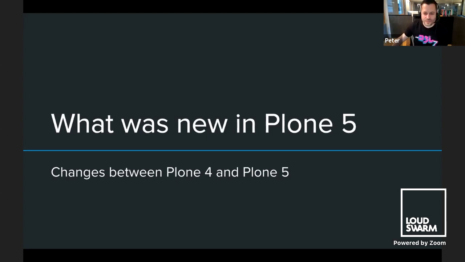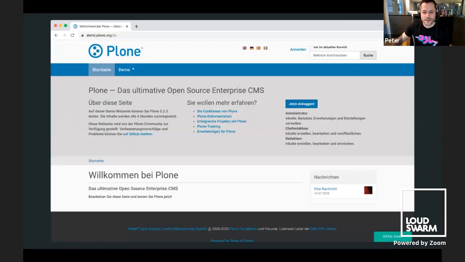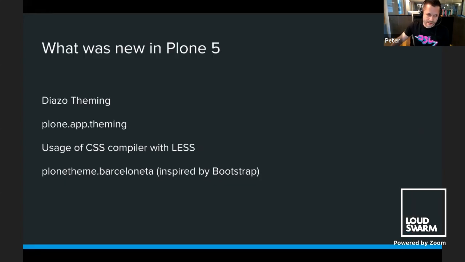So what's new in Plone 5? We had this beautiful new theme. We had Diazo theming as a default. We switched to CSS compilation with Less. And yeah, we had a brand new Plone theme, Barceloneta.